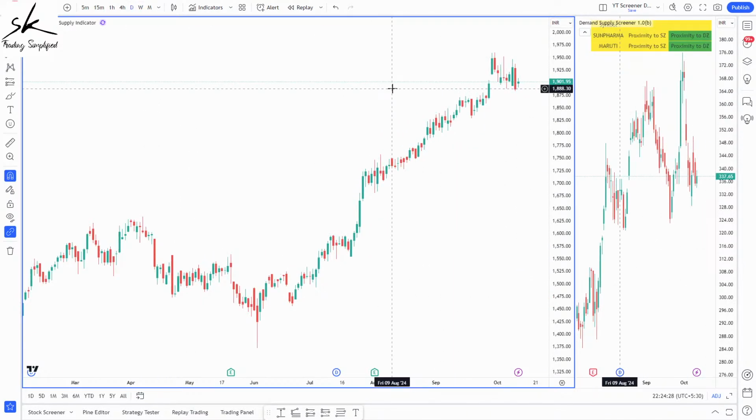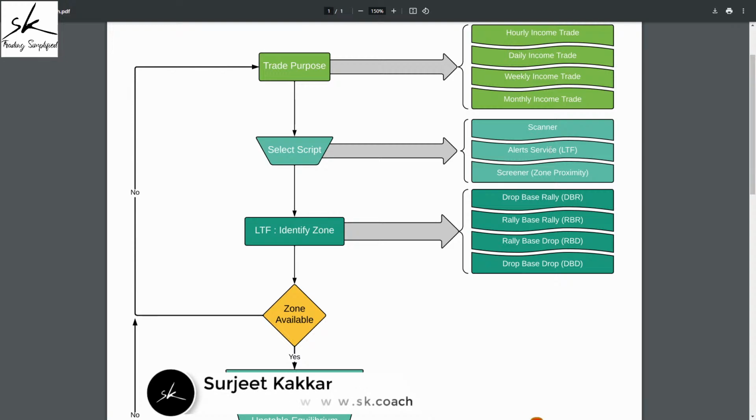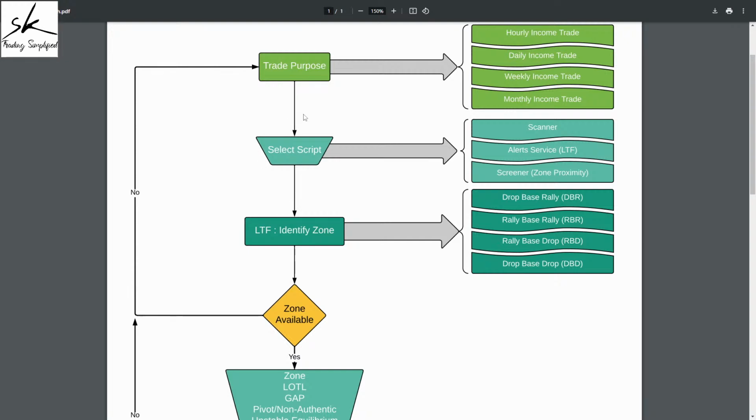So again, two tools are available which are purely based on demand supply zones. Alerts keep updating you during the live market as and when the zones are getting formed. And screener helps you in identifying symbols where you're getting closer to the zones. You can even change these settings if you want to be inside of the zone. That can also be done. So you can make those changes to the screener settings. So yes, choice is yours how you want to get that small list.